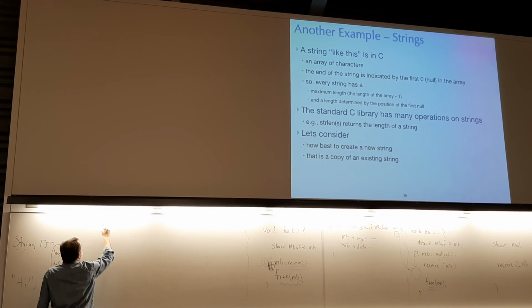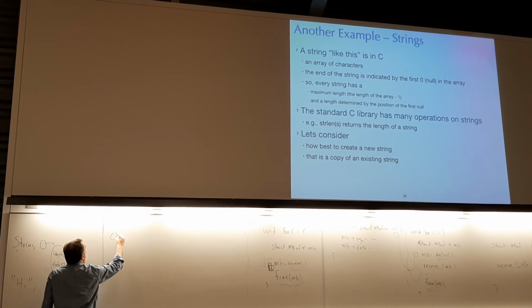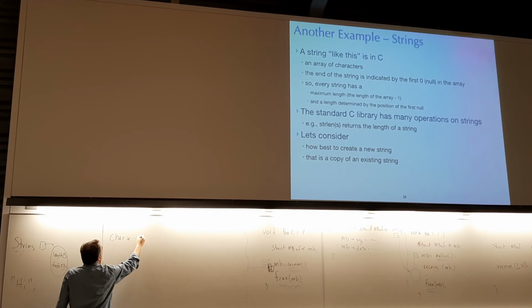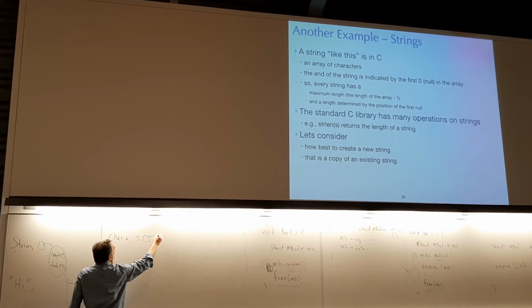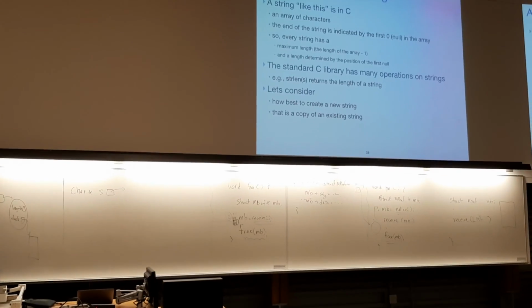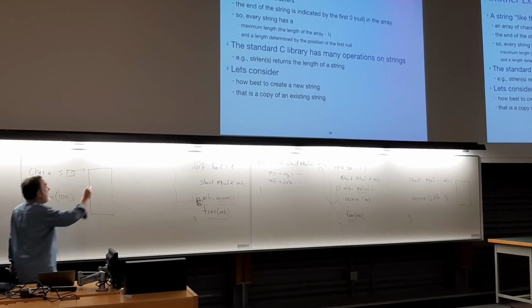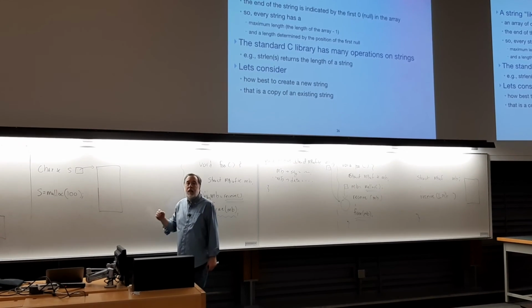In C, a string is just an array of characters. It's just this string. And this will have a size, right? The size will be, I'm going to say S, malloc, something. So the size of this is 100. That is the size of the array, but that is not the length of the string.